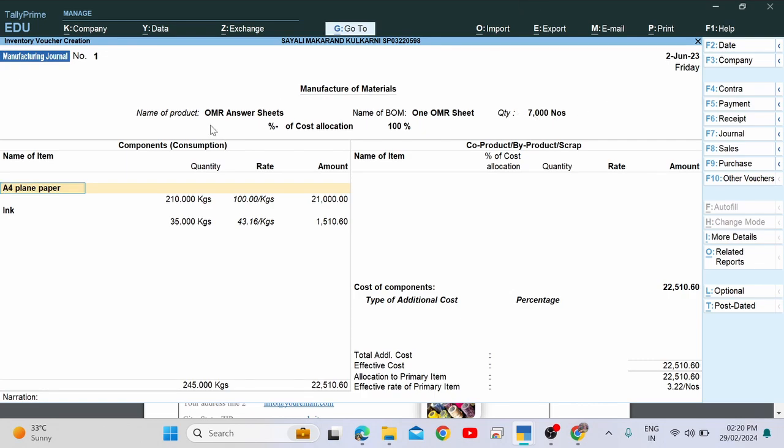Now how will you get this? By selecting OMR sheet here correctly and then date correctly. If you select the date wrongly, like 31st May, then you will not get it. डेट भी करेक्ट होना चाहिए, और ये बिल ऑफ मटेरियल OMR शीट भी करेक्टली सिलेक्ट करना चाहिए. Enter, enter, enter, accept. Now from this screen you will come to know that our effective cost is 3.22.